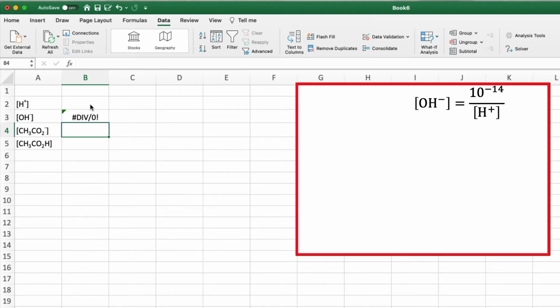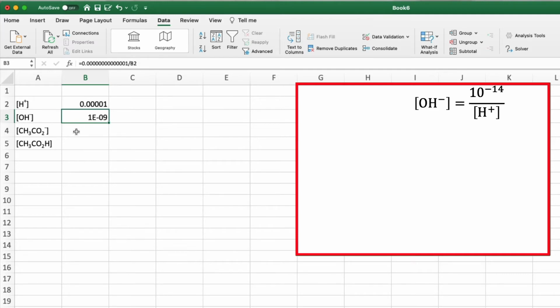Now, right now we don't have anything for H plus, and you can see that gives us this divide by zero error. So to get around that, I'm just going to put in a random number for H plus, and we know it's going to be a really small number. So let's say 10 to the minus fifth. That at least will keep us from getting errors.